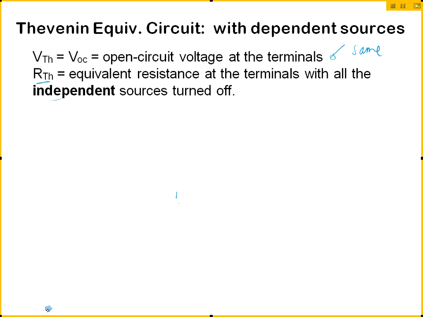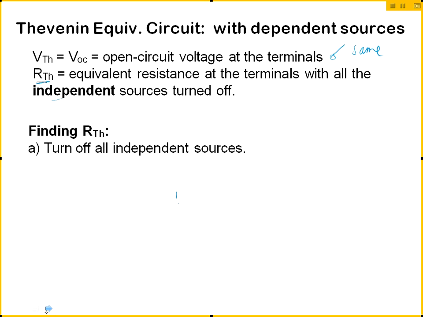So the problem now is, how do we find R Thevenin? According to our result, R Thevenin is the equivalent resistance at the terminals after you've turned off all the independent sources. So only the independent sources, only the circles, are gone. The diamonds will still be there. So you're going to have a system of diamonds scattered around resistors, and we really have no way of simplifying that into a single resistor. Do you agree? So what do we do now?